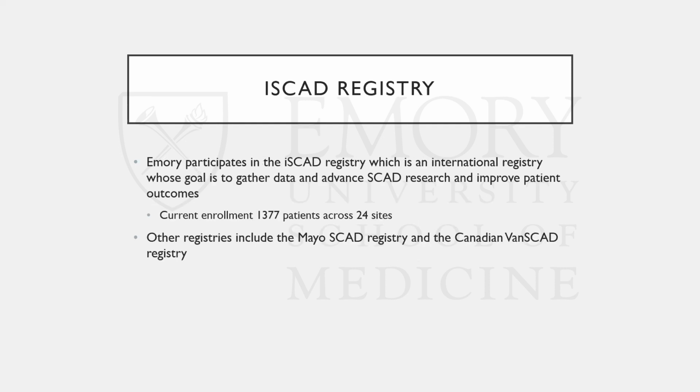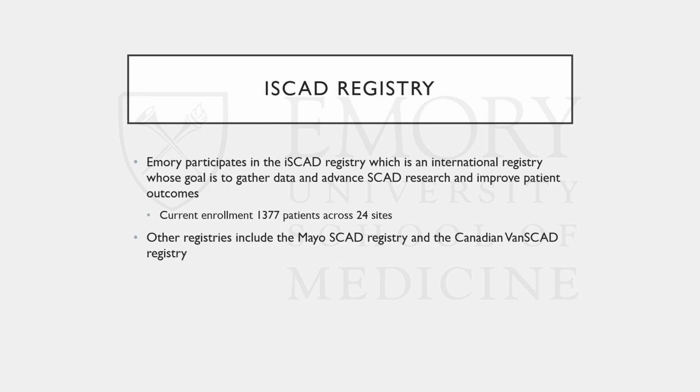Just for a plug, there is the iSCAD registry. Emory participates in the iSCAD registry, which is international and whose goal is to gather data to advance SCAD research and to improve patient outcomes. Nationally, as of September 1st, there are currently 1,377 patients enrolled across 24 sites. In talking with Dr. Wells, Emory has enrolled about 100 patients to the registry. It's about the 6th highest enrolling site.